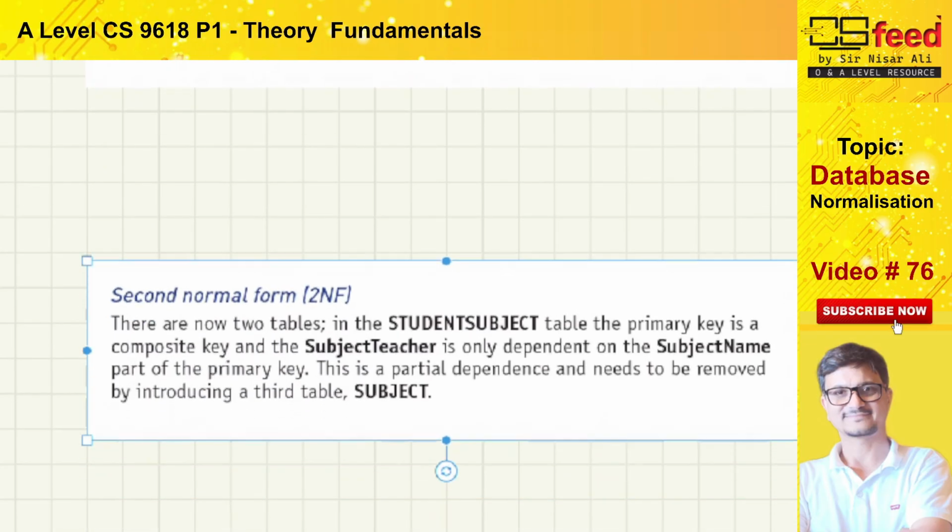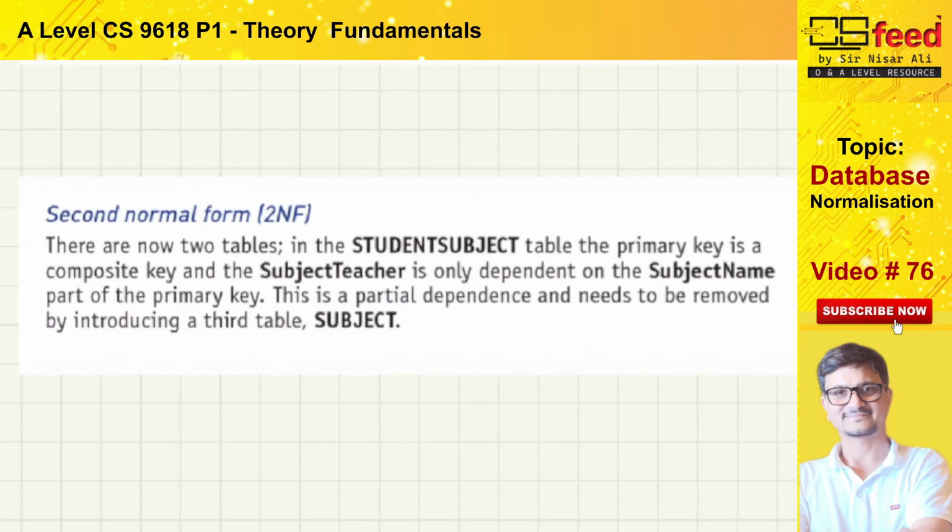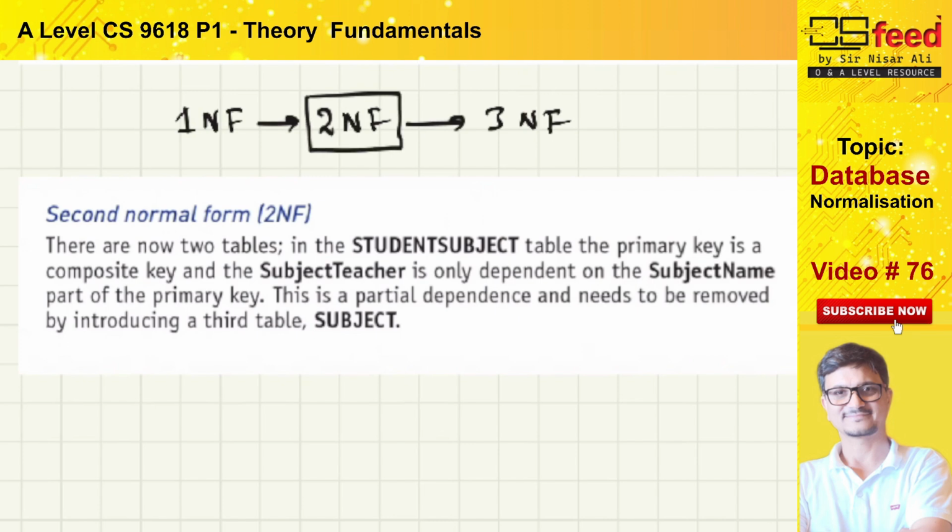Now moving to the 2NF. After 1NF is finished, we move to the 2NF, and then we move to the 3NF. So the point here is that when we move to 2NF, it means the table is already in 1NF. So 1NF is done, then we'll move to the 2NF. 2NF doesn't mean that you skip the 1NF and go straight to 2NF. All right. So for the 2NF, there are two tables here.